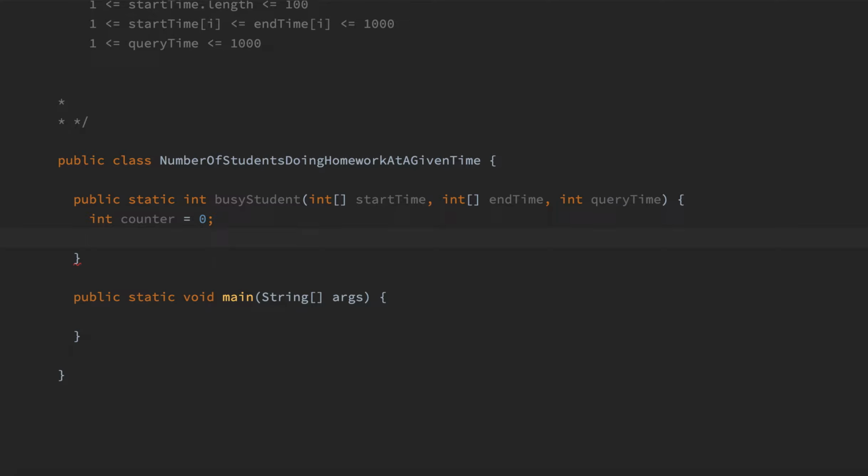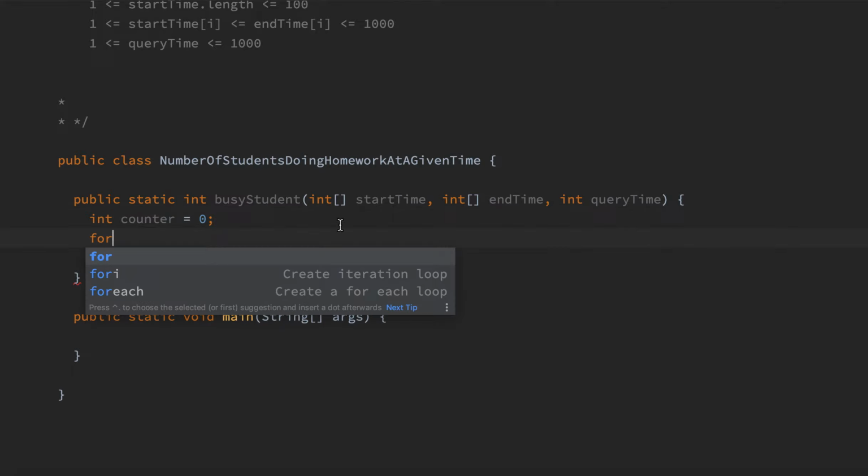Now, I think the easiest way to solve this is actually to create a second method. And in that second method, which we'll call in this first method, we will just take an individual student. So we'll look at an individual student from both of these start times and end times, and then we'll take the query time and see, hey, did this student study during that query time? And that way we don't have to look at the whole array of students. We can just look at one individually at a time.